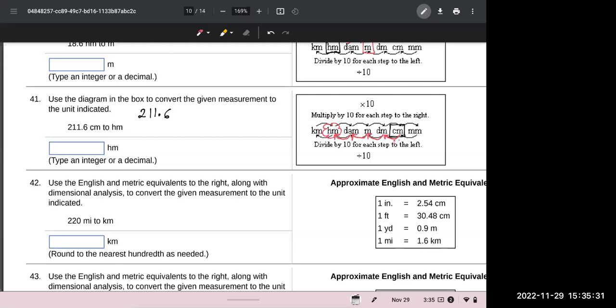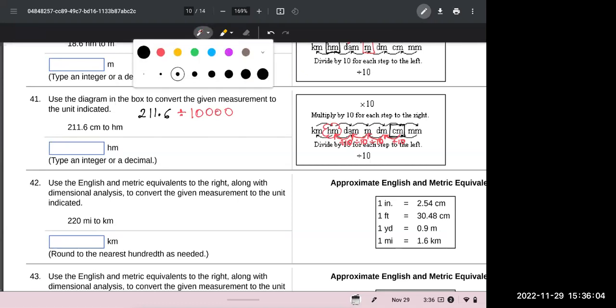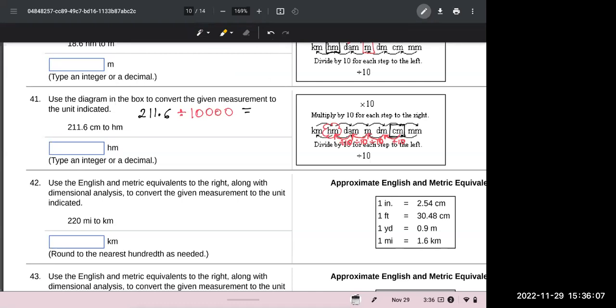So I will have to divide by 10, then divide by 10, then divide by 10, and then divide by 10. Instead of writing divide by 10 four times, this is the same as dividing by 1 with 4 zeros, which is dividing by 10,000. What that means, 4 zeros, is that you're moving your decimal point 4 places to the left.